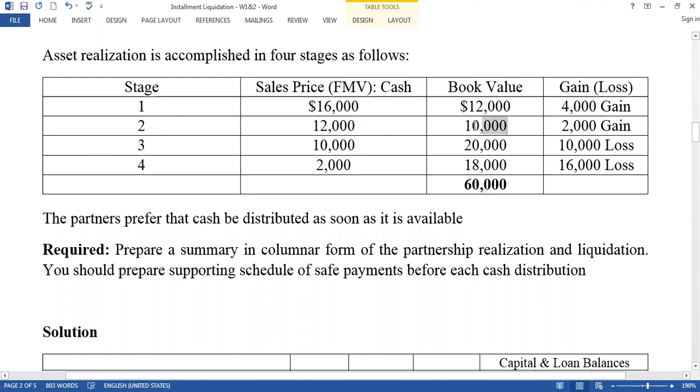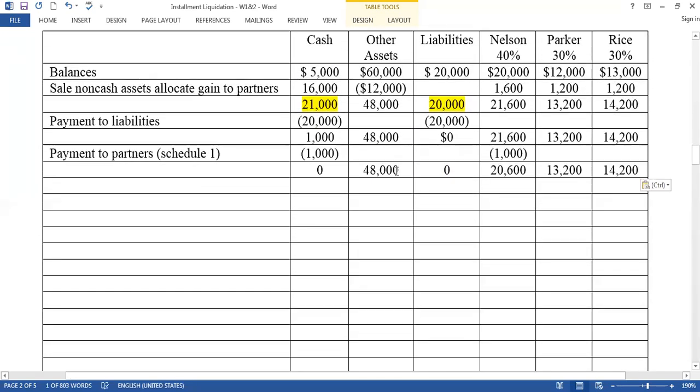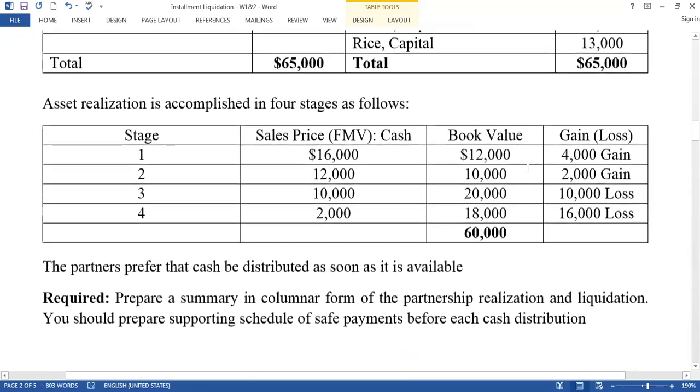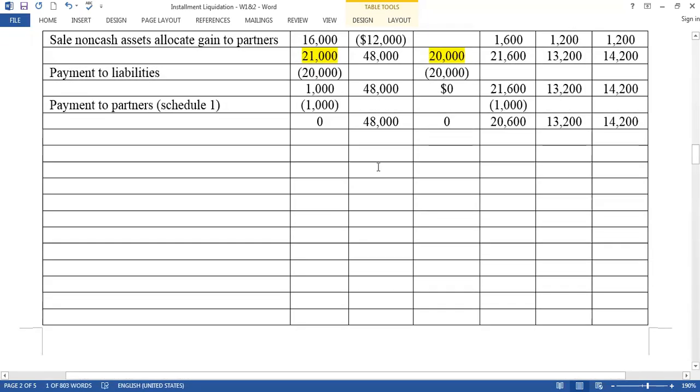Now the company sells a $10,000 asset, right? And receives $12,000 cash. Now from here, this is the non-cash asset remaining. From here we sell how much? Our $10,000 asset decreases, and we receive how much cash? We received $12,000, right?